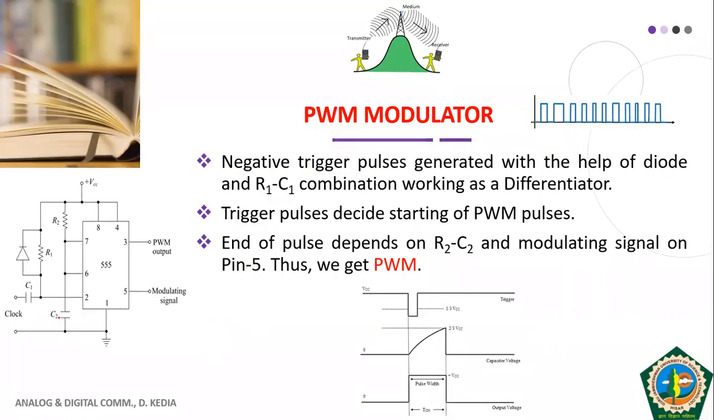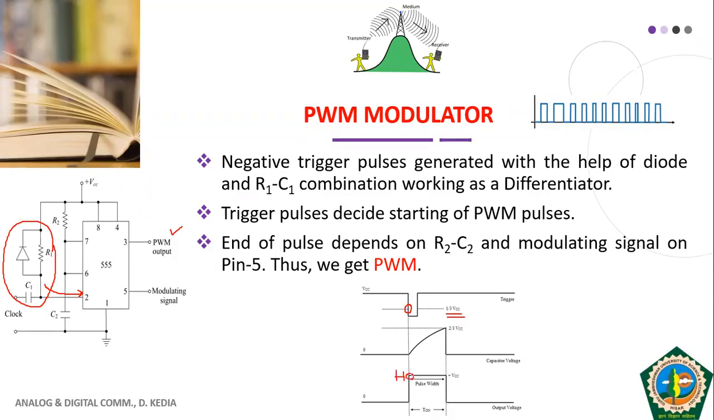See, what is happening? We are generating trigger pulses. These trigger pulses are going to this terminal, terminal number 2. As soon as your trigger pulse voltage goes below 1/3 VCC, I told you that your discharge transistor will be turned off. Fine. And your PWM output terminal will give you high.